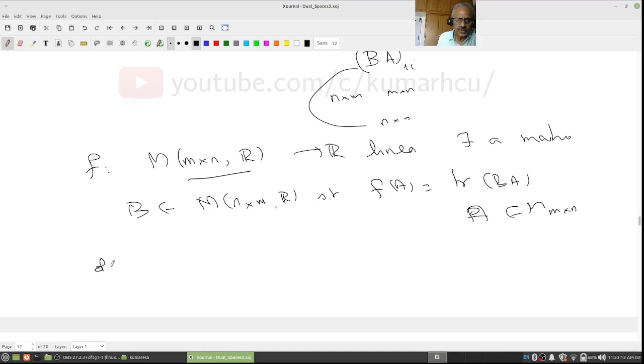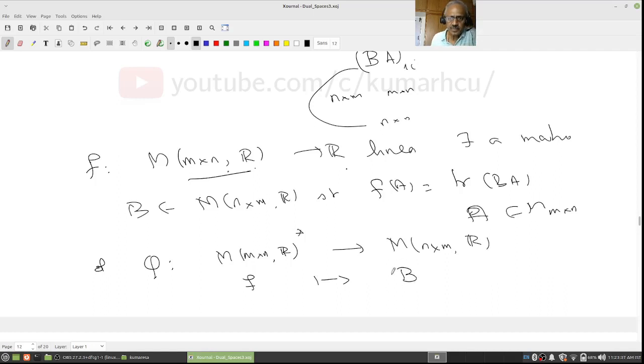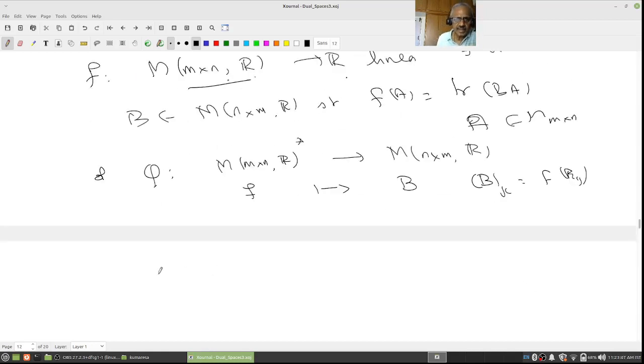And you can check as usual. Let us look at phi, a map from M cross N R star to M of N cross M R, and for any linear functional f from M cross N R to R, I associate the matrix B. What is this matrix? This matrix B, whose ji entry is nothing but f of e_ij. Then I claim that phi is a linear isomorphism.